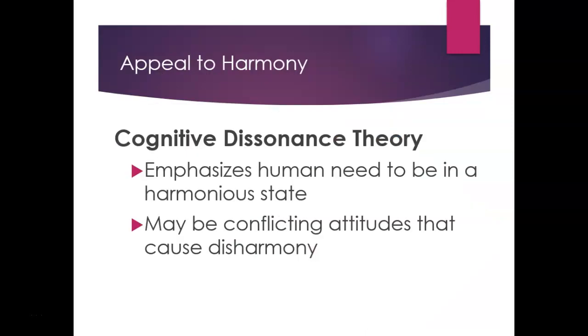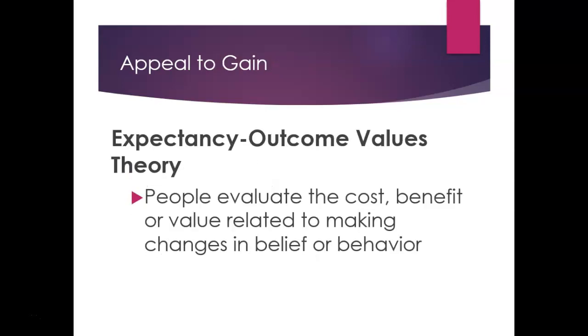Another appeal is to appeal to harmony. This is based on the cognitive dissonance theory. This is the emphasis that we want to be in a harmonious state, that we don't like conflicting attitudes. It causes a stirring in our body. If you think about it with anxiety, that feeling that you get, all you want to do is be calm. When you're in an argument, you just want to be calm. Your body sweats to cool it down. So always our body and our mind craves to be in harmony.